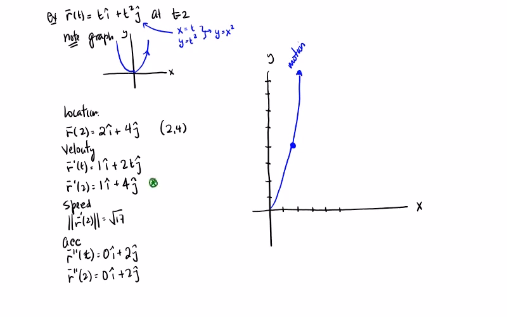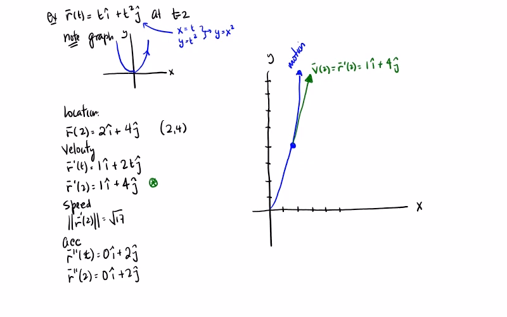That's 1 unit over and 4 units up. So the location of the object is at 2, 4. So if we go 1 over and 4 up, we were at 3, 8. It's right there. So this is the vector right there, v of 2, or if you prefer, r prime of 2, 1i plus 4j. That makes sense. If the object is traveling in this curve at that point, that's the direction it's heading.